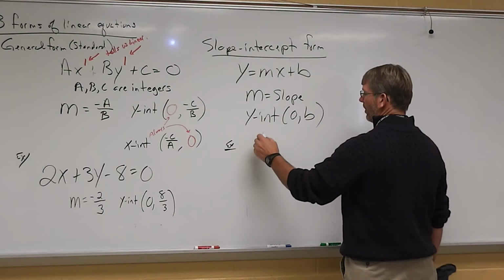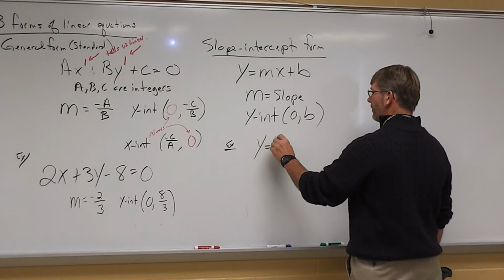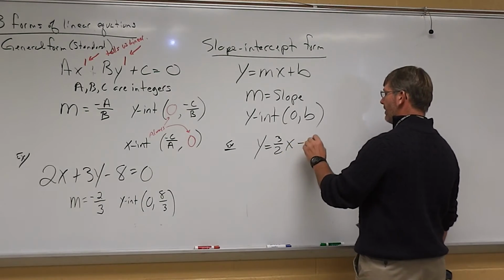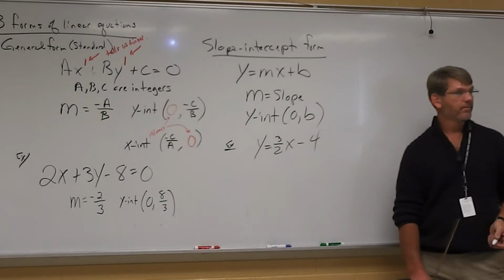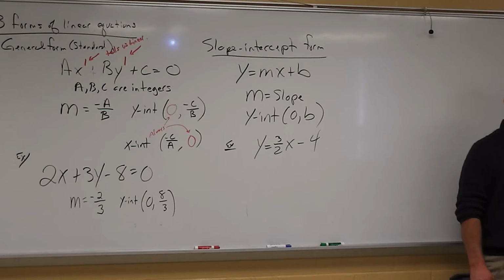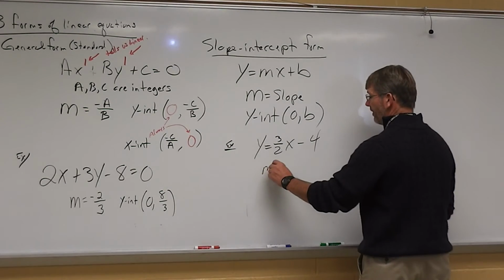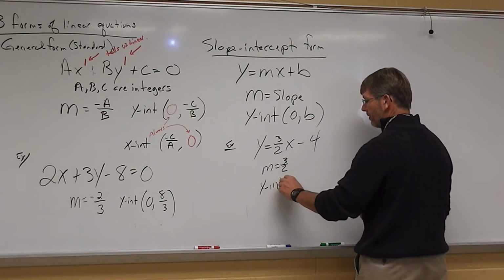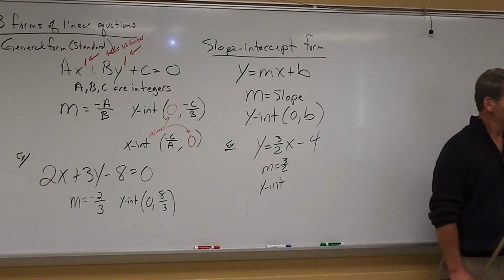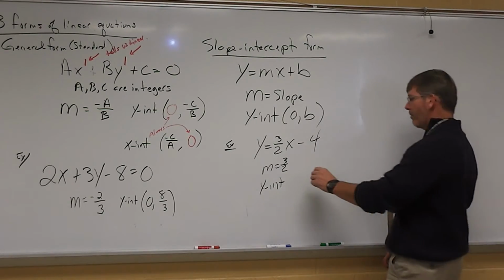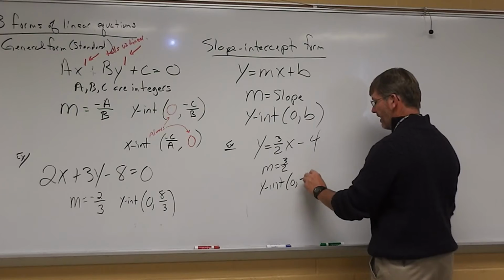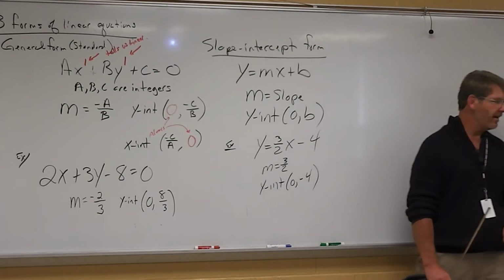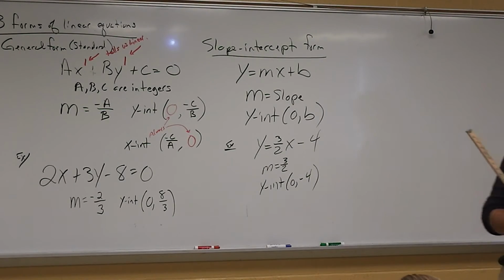If you're given y equals 3/2 x minus 4, well, this isn't rocket science here. What's the slope? All right, 3/2. And the y-intercept is 0, -4. Thank you for expressing that as a point and not just saying -4. The y-intercept is not -4. The y-coordinate of the y-intercept is -4.